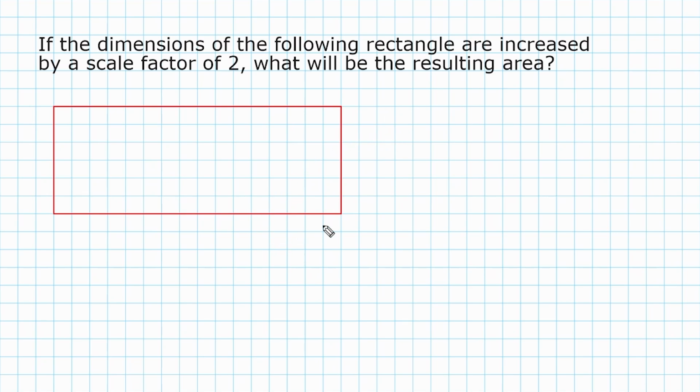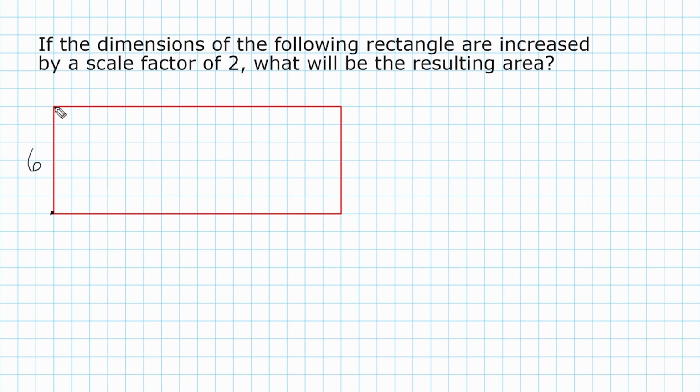All right, we have a rectangle here, and what we want to do is explore how its area is going to be affected by applying a certain scale factor to each one of its dimensions, specifically the length and the width. So first of all, let's determine what its current length and width are. If we start here at the bottom and go from here to here, that's 1 unit, 2, 3, 4, 5, 6. So this dimension is a length of 6.